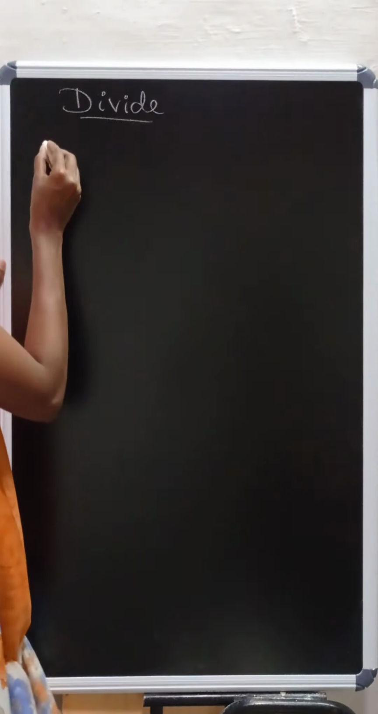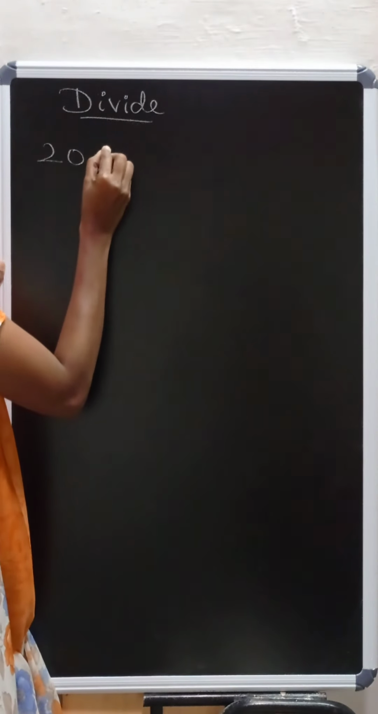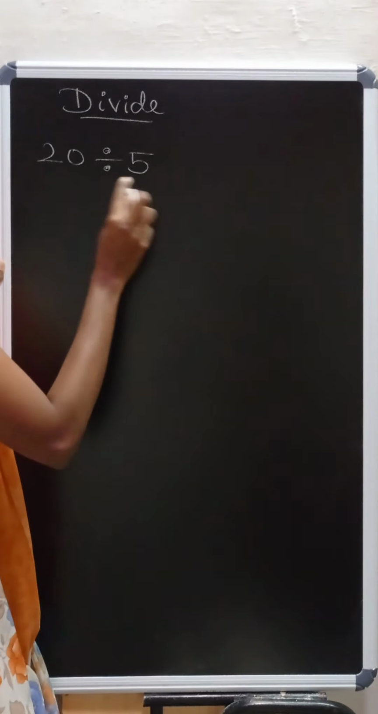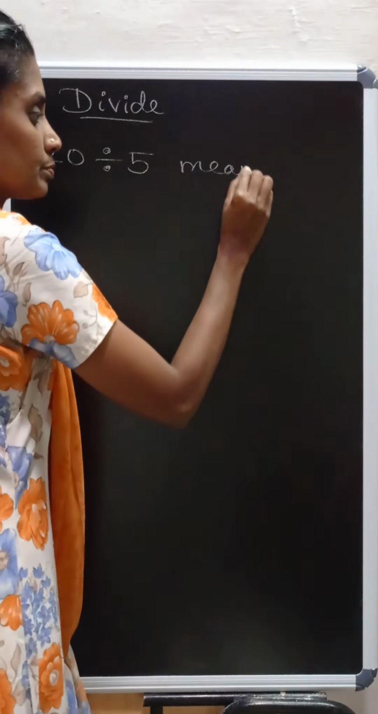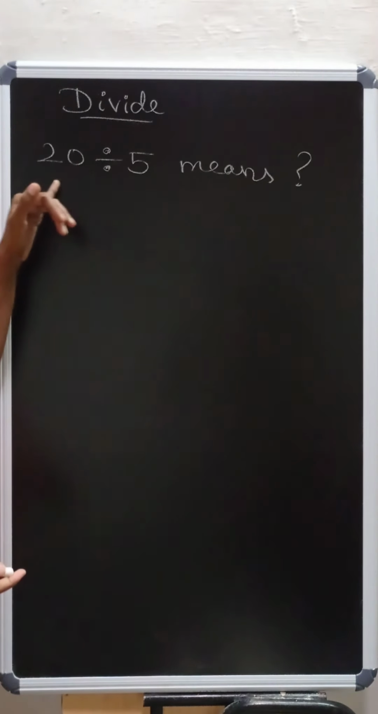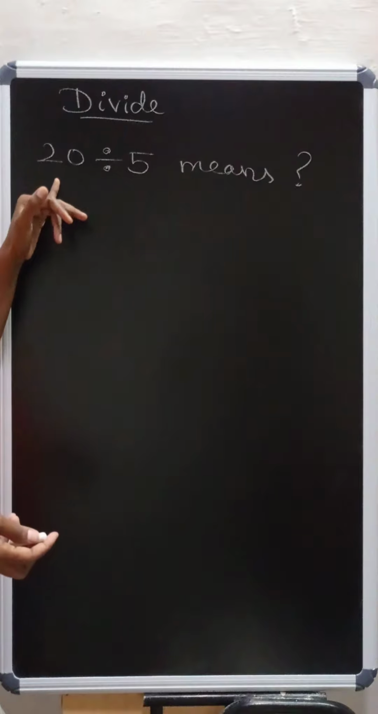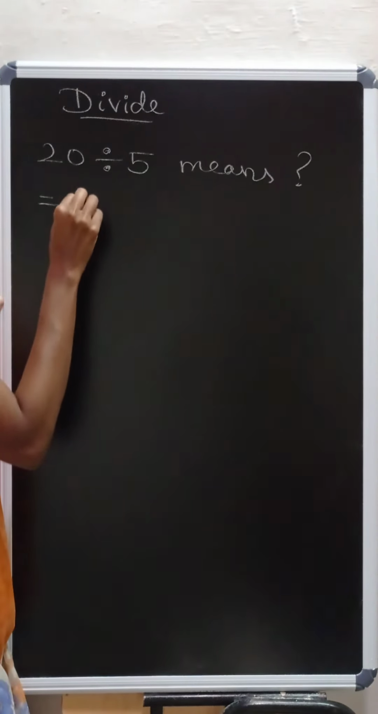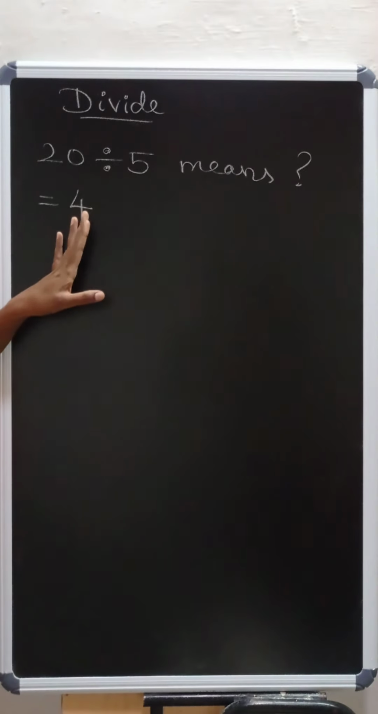Next, division of fractions. Before going into division of fractions, first we will understand division. Now see, take a number. 20 divided by 5 means what? That means how many 5s are there in 20? So how many 5s? 4. So the answer is 4. You have 4 5s in 20.